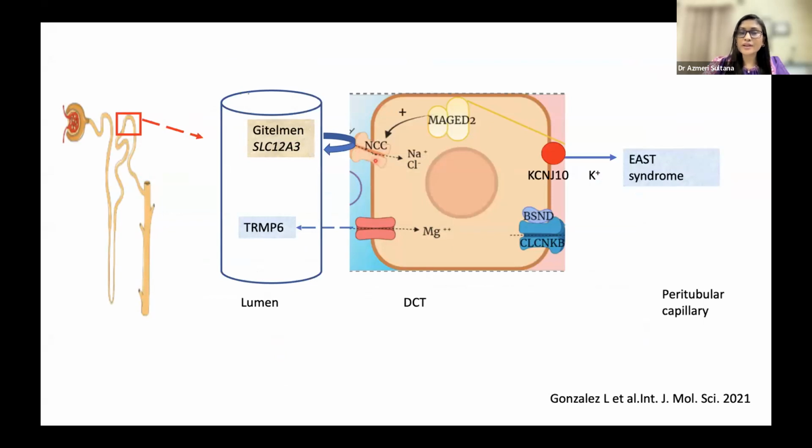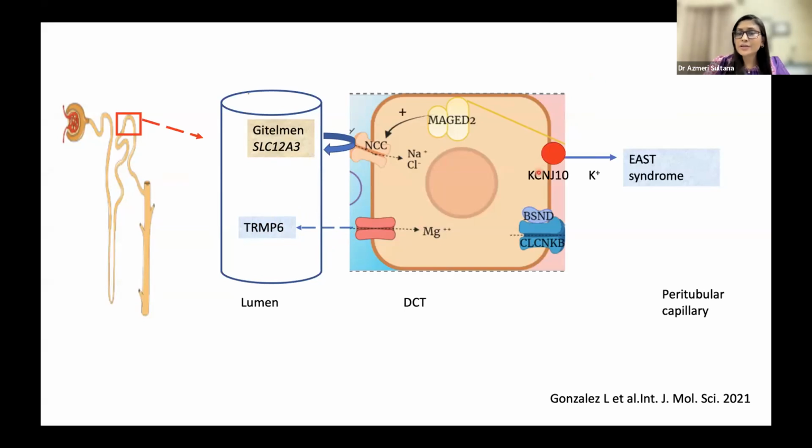So this is a molecular-level picture of the distal convoluted tubule. Here is the apical membrane. There is a solute carrier family 12 member 3 carrier protein, that is the NCC protein, which is responsible for reabsorption of solutes like sodium and chloride from the lumen to the cell, and loss of function of this carrier protein by mutation of SLC12A3 gives rise to Gitelman syndrome. And mutation of SLC12A3 also hampers the function of TRPM6, which mediates magnesium reabsorption from the distal tubule. So this can explain why Gitelman syndrome may be associated with hypomagnesemia.